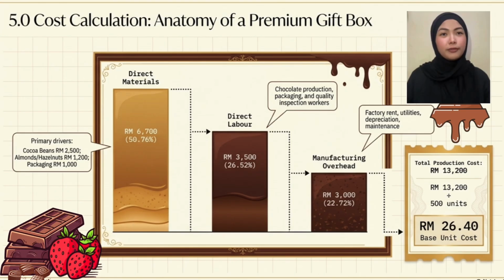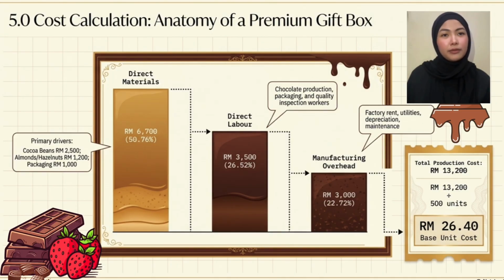Moving on to section 5.0, let's perform an anatomical breakdown of our production cost for a single batch of our premium gift boxes. The total production cost for a batch of 100,000 units comes to RM13,200. When we break this down into its core components, we see three distinct pillars. First, direct material. This is our largest expense at RM6,700, accounting for over half of our total cost at 50.76%.